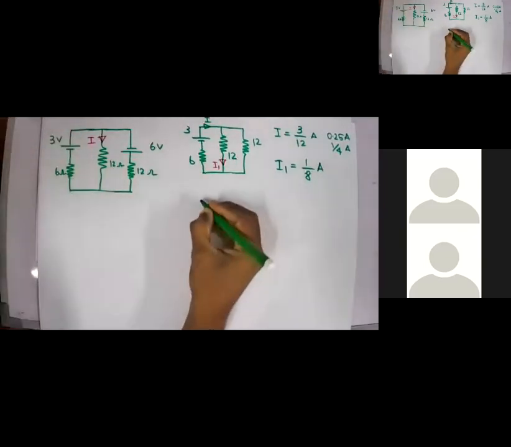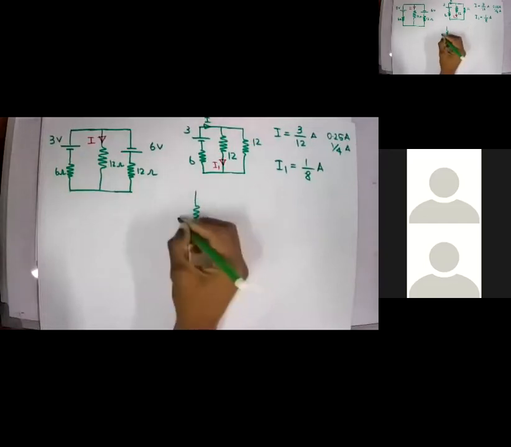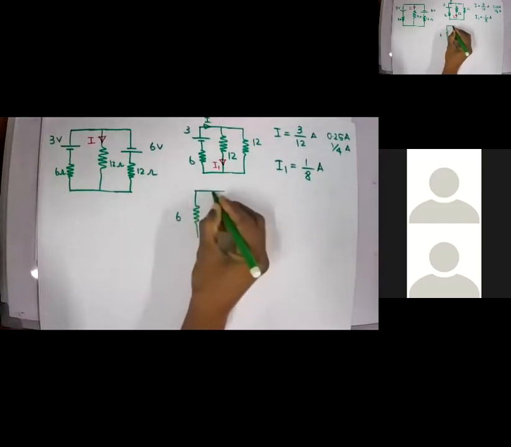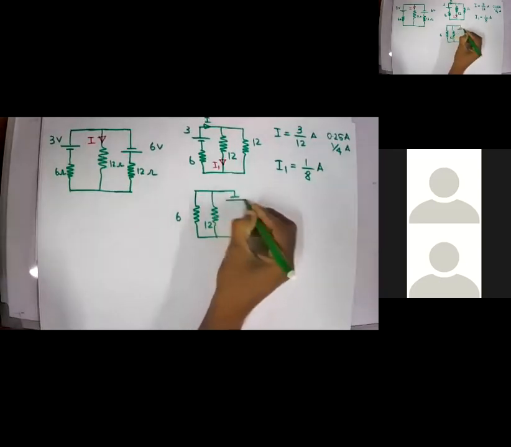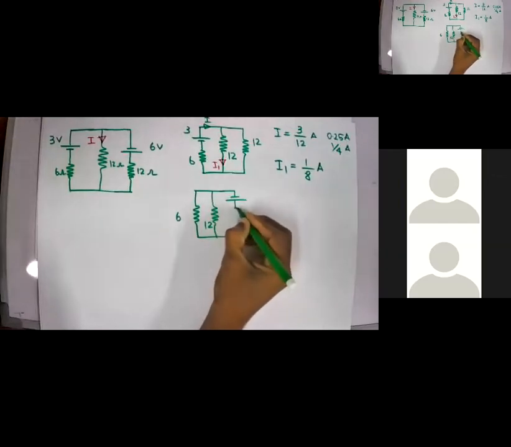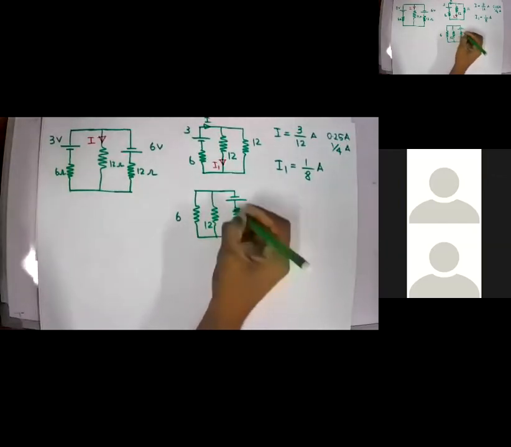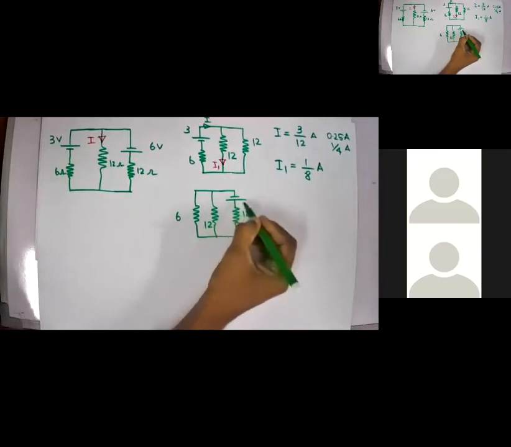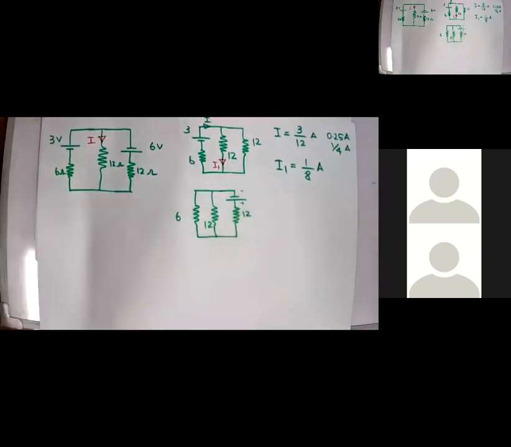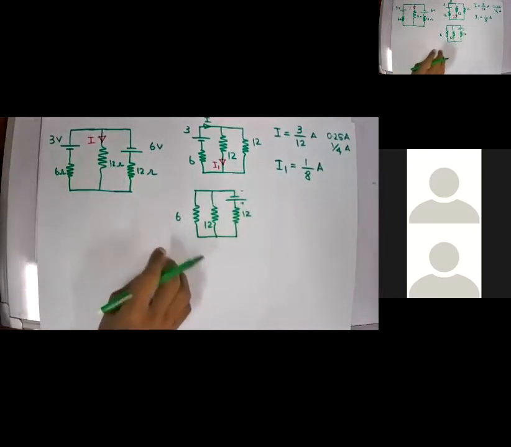So I'll redraw the circuit, right? So I have a 6 ohm resistor, a 12 ohm resistor, and then this is 12, right? Remember here the battery, this one is plus and this is minus. Am I right?